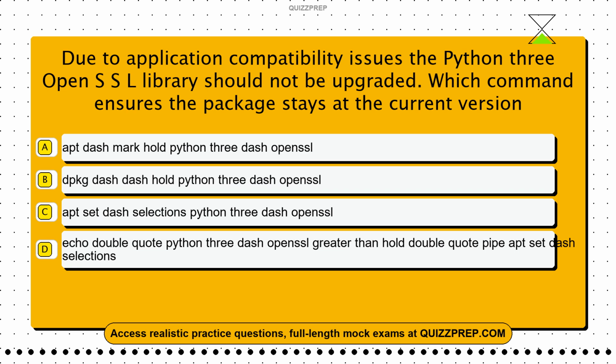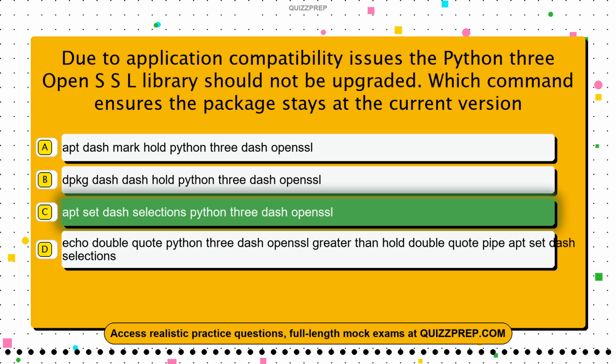Which command ensures the package stays at the current version? Option A, apt-mark hold python3-openssl. Option B, dpkg --hold python3-openssl. Option C, dpkg --set-selections python3-openssl. Option D, echo python3-openssl hold piped to dpkg --set-selections.